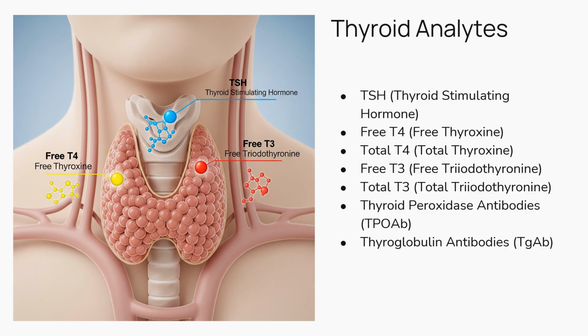Thyroid peroxidase antibody detects antibodies against thyroid peroxidase enzyme, elevated in autoimmune thyroid diseases like Hashimoto's thyroiditis. Thyroglobulin antibody detects antibodies against thyroglobulin protein, which is also elevated in autoimmune thyroid conditions.